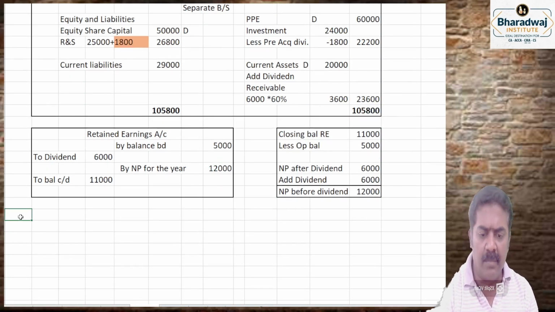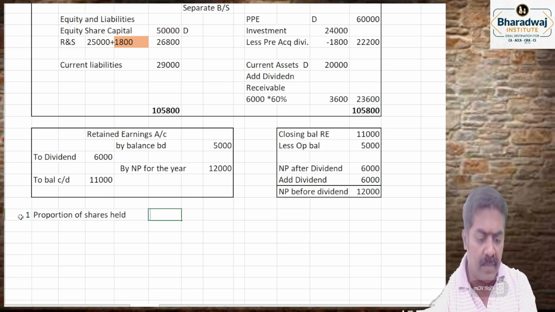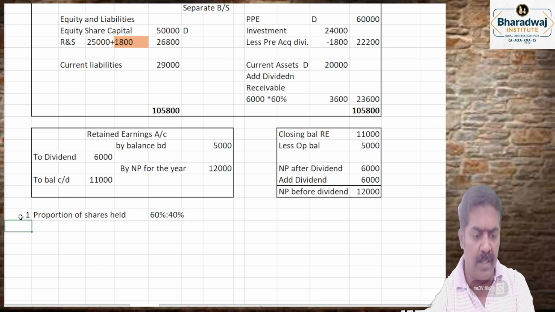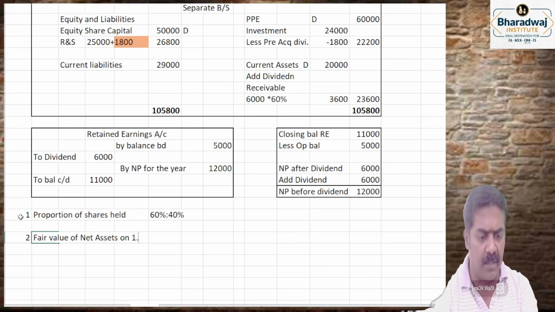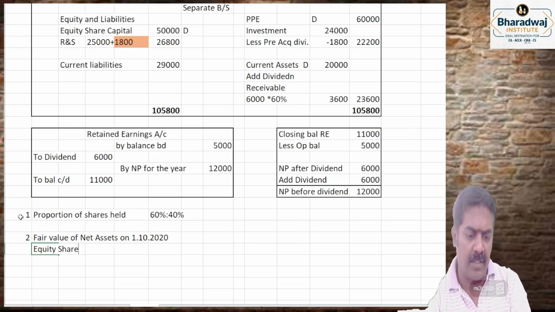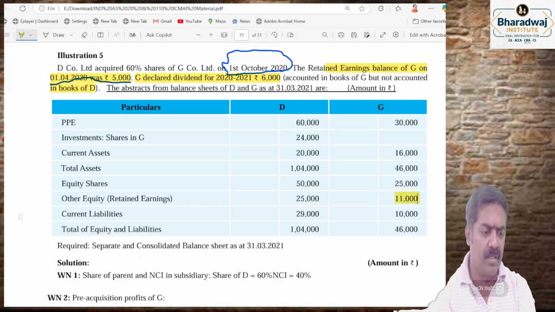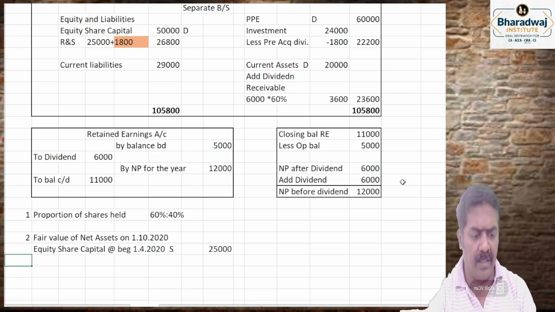So why should I do this? Because what is step 1? Proportion. What is the proportion of the share sale? 60% to 40%. Step 2, we want the fair value of net assets on the date of acquisition of shares. When were the shares acquired? 1st October 2020. Equity share capital at the beginning of the year, 1/4/2020, of subsidiary company G Limited, there is no change: 25,000.